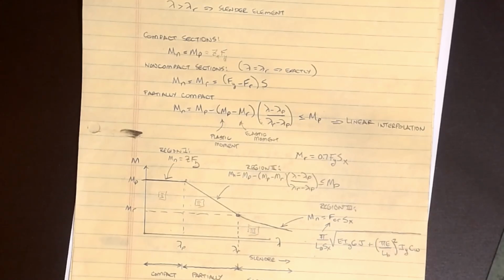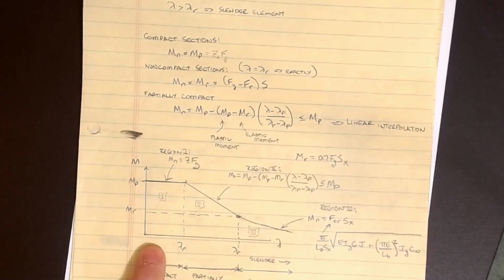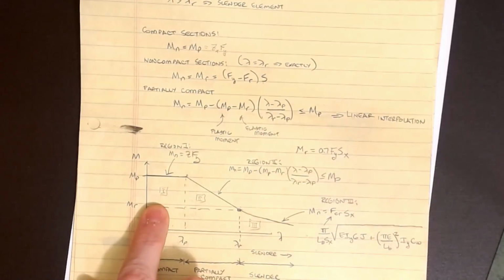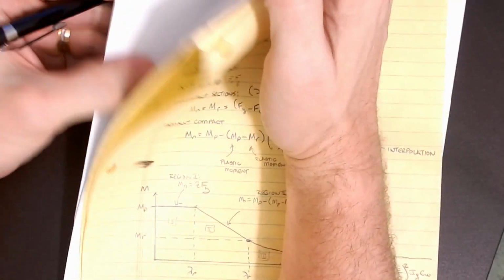If you remember in the specification, when we were talking about lateral torsional buckling and the unbraced lengths, we assumed that everything was compact. And that meant that lambda was less than lambda p. We were a region 1 problem. What's really happening in all of this, I'll give you the overall story of all of the flexure. I probably should have done this at the beginning, but I didn't.